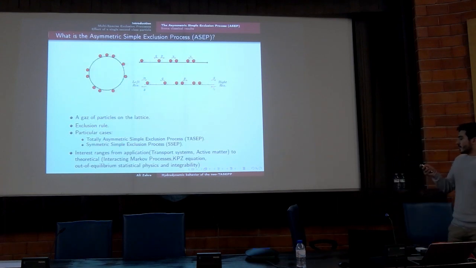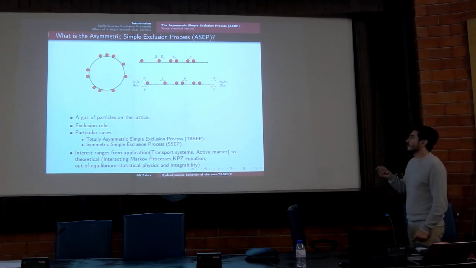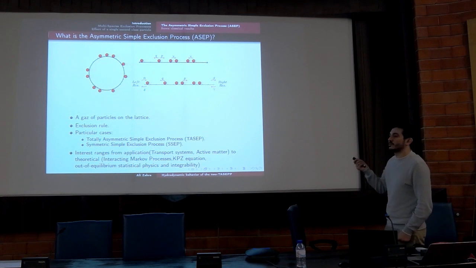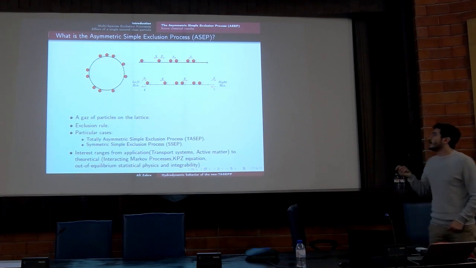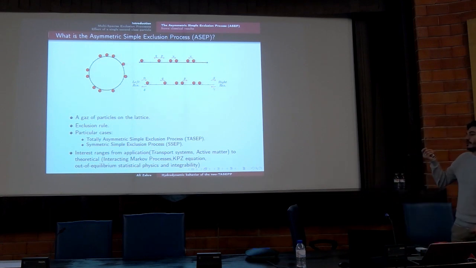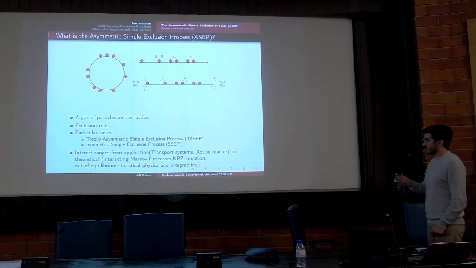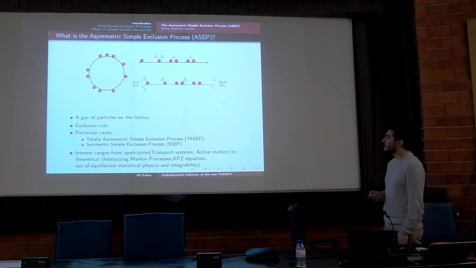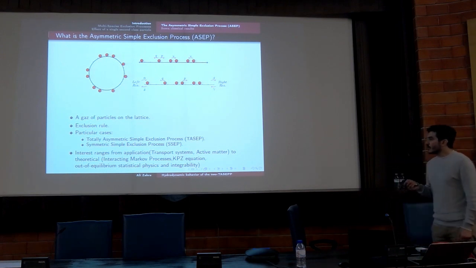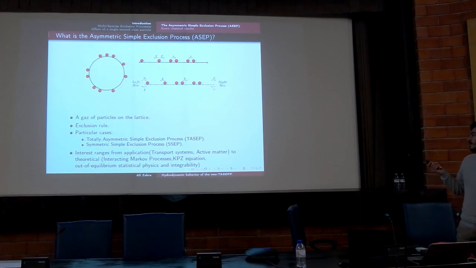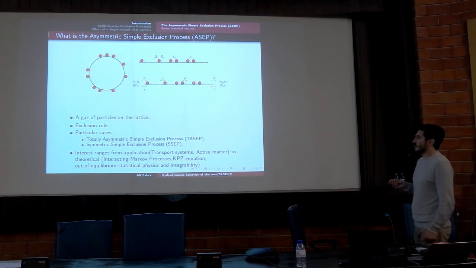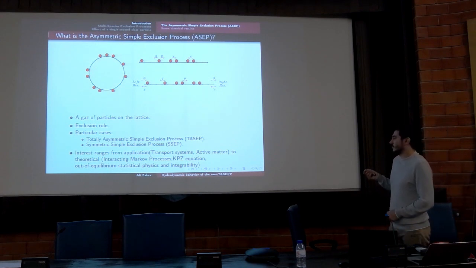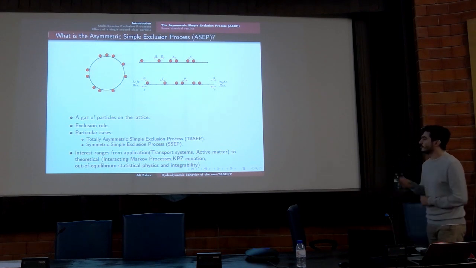As you all know, what is ASEP? You have particles that move as random walkers with the constraint that each site on the lattice can host at most one particle. You can have the totally asymmetric case, when all the particles hop in the same direction, and the symmetric simple exclusion process when P equals Q.